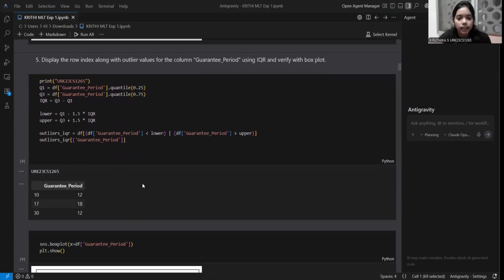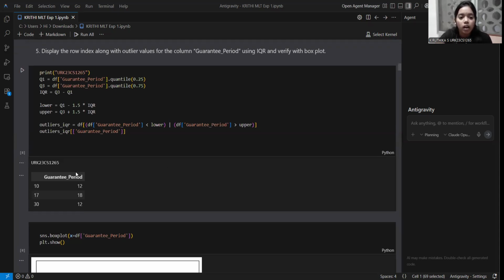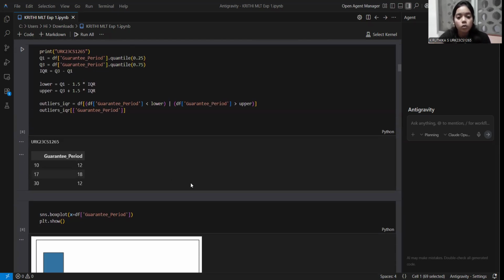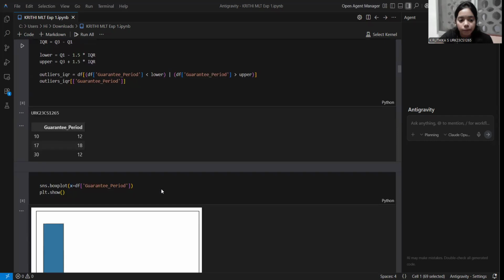The fifth task is to detect outliers using the IQR, the interquartile range. Outliers in the guarantee period are detected using the IQR formula. IQR is equal to Q3 minus Q1. The lower bound is equal to Q1 minus 1.5 times IQR, and the upper bound is equal to Q3 plus 1.5 times IQR. Values outside this range are considered outliers. These outliers are displayed with their row index. A box plot is used to visually verify them.